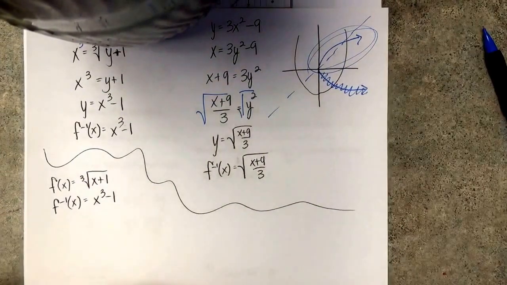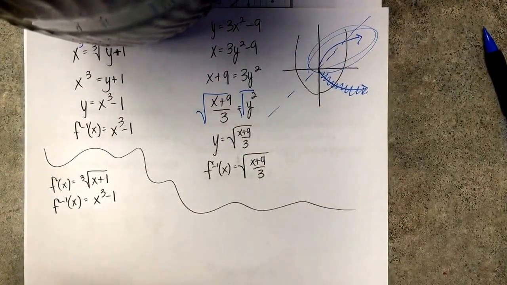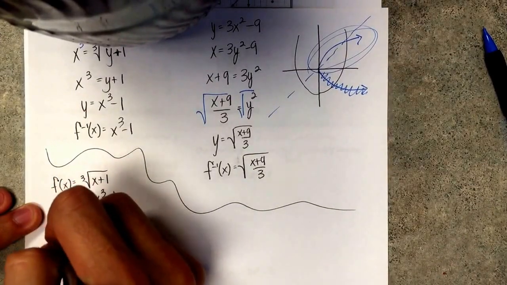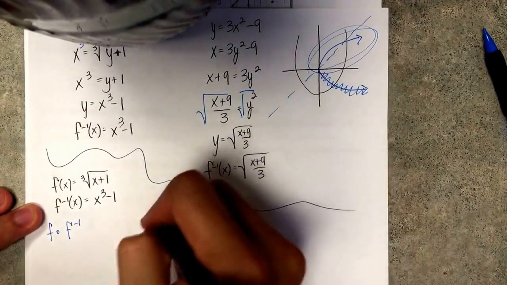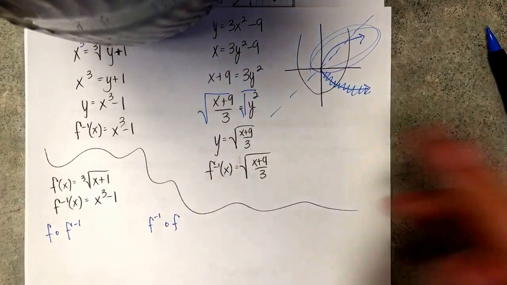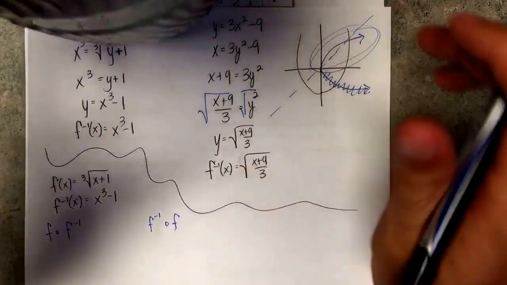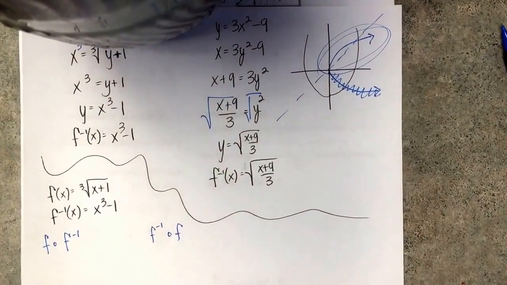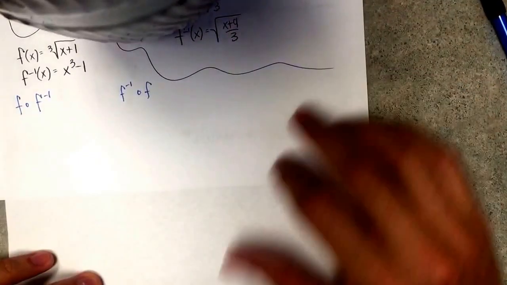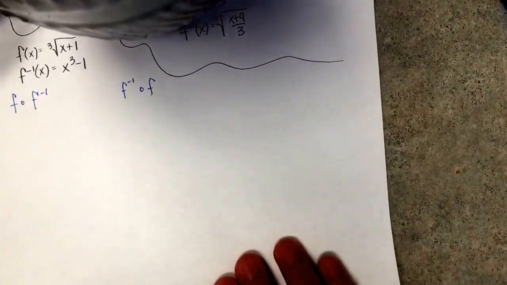In order to prove that you have inverses, you have to do two compositions. F of f inverse and f inverse of f. Meaning that I'm going to do a composition both ways, and what I'm looking for is the entire problem has to simplify out to just be x. If that happens, then the two functions are inverses.